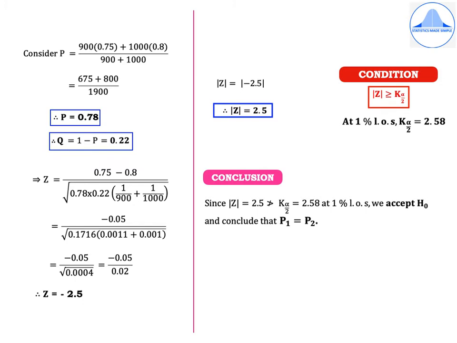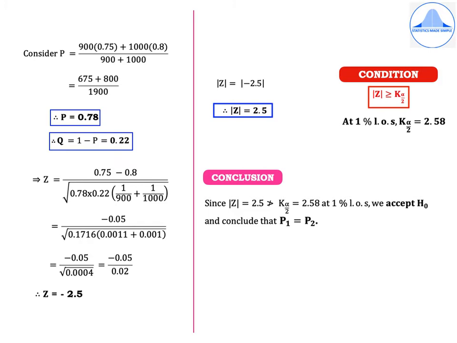Now let us substitute all the values and calculate the test statistic Z. So Z is equal to 0.75 minus 0.8 divided by root of 0.78 into 0.22 into 1 by 900 plus 1 by 1000, which is equal to minus 0.05 divided by root of 0.1716 into 0.0011 plus 0.001, which is equal to minus 0.05 divided by root of 0.0004, which is equal to minus 0.05 divided by 0.02. Therefore, we get Z is equal to minus 2.5.